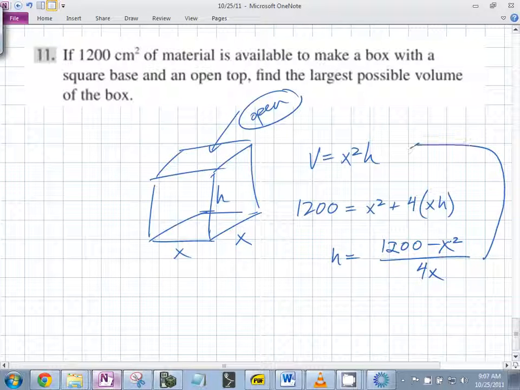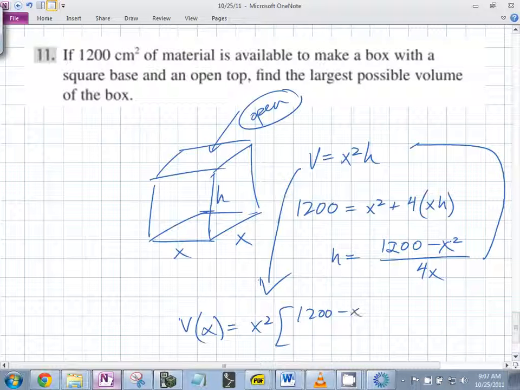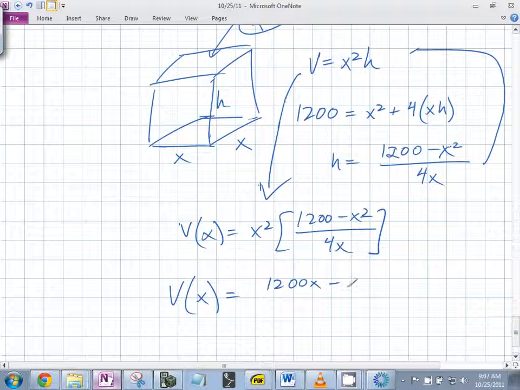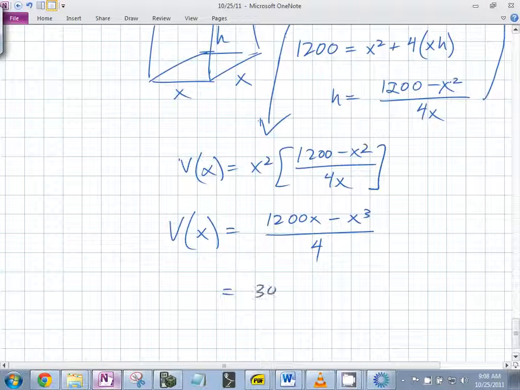What do you do with this now? Plug it in here, and now that you've done that, you now have the volume in terms of just what? x. V of x is going to be x squared times 1,200 minus x squared all over 4x. Before we take a derivative, what should we do? Simplify. So v of x is going to be 1,200x minus x cubed all over 4, which is equal to 300x minus 1/4 x cubed.